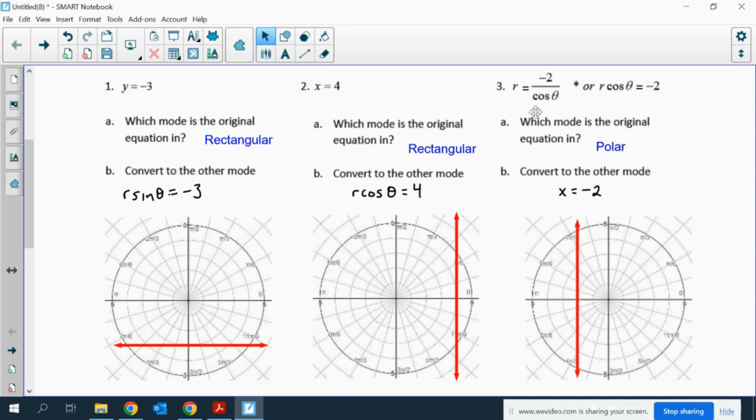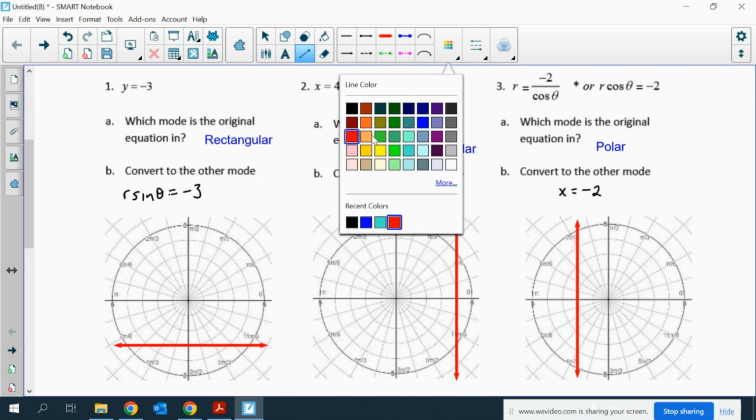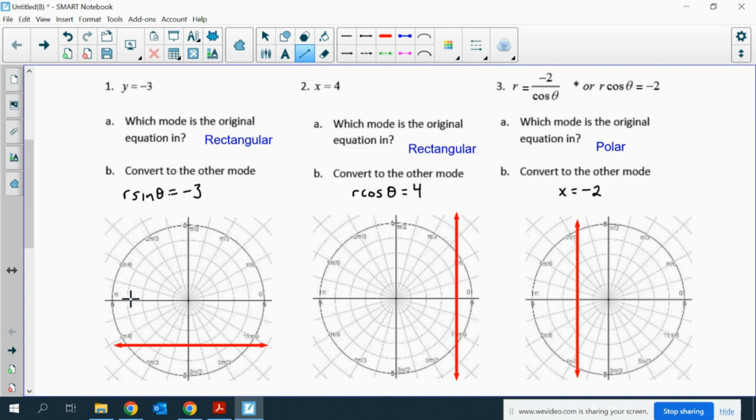Now if we look at the first three, we want to think about what are these lines symmetric to, and their symmetry for y equals -3 is to the y-axis, and these two are symmetric to the x-axis. So if you fold it over this dotted line, you'd end up getting the symmetry.